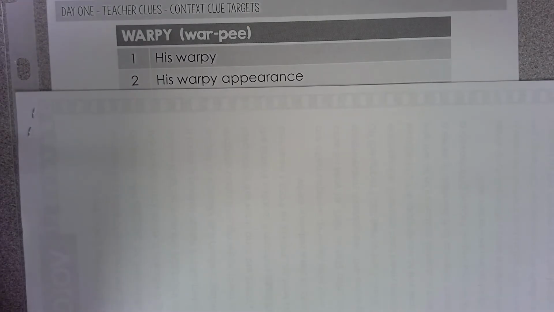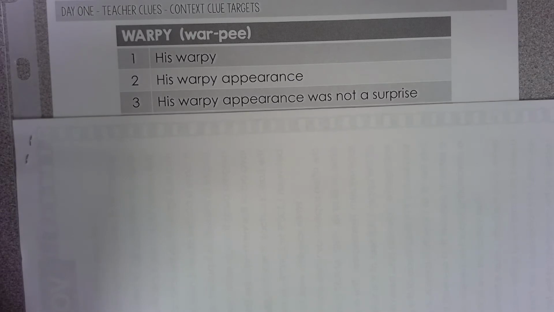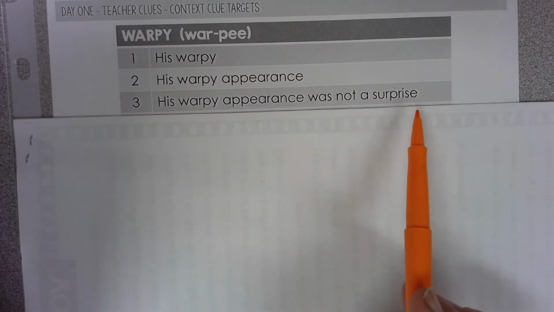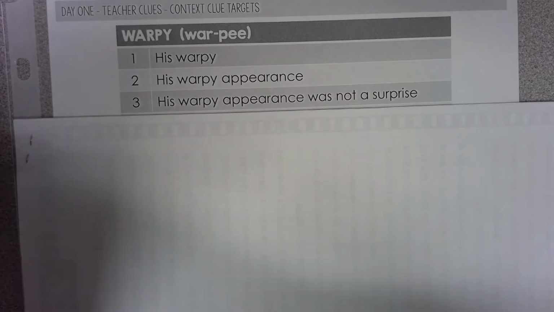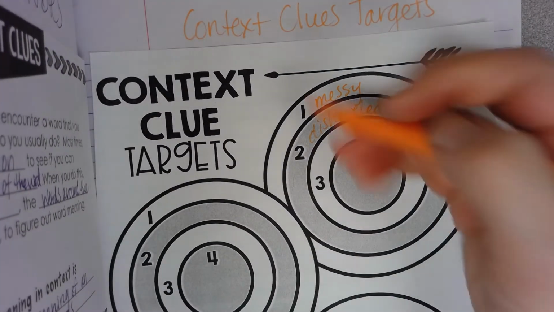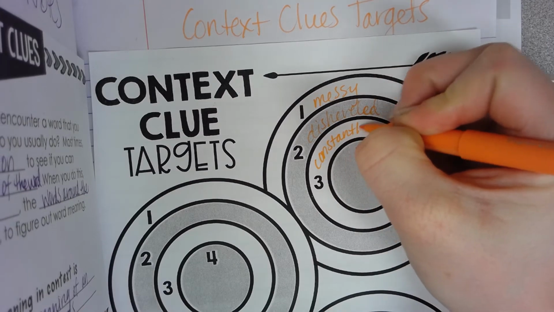Then what we will do is move to the next one. His warpy appearance was not a surprise. Now using this new part of it, was not a surprise, means to me that he always looks like this. I don't really know what it means yet, but it's disheveled and constantly disheveled, I think. So I'm going to write constantly.